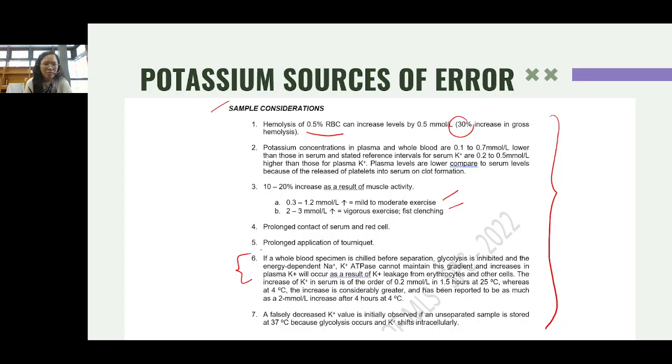Now, lastly, a falsely decreased potassium value is initially observed if an unseparated sample is stored at 37 degrees Celsius because glycolysis occurs and potassium shifts intracellularly. So that is why it is always encouraged to use serum separator na mga tubes, kanang naay mga gel separators ninyo kids, and di ba nakakita nakagamit naman gyud mo ana. So dako jud kaayo ang tabang ana niya, not just to prevent na mag-mix balik, ma-disturb ang inyong gicentrifuge na sample, but also for this reason.